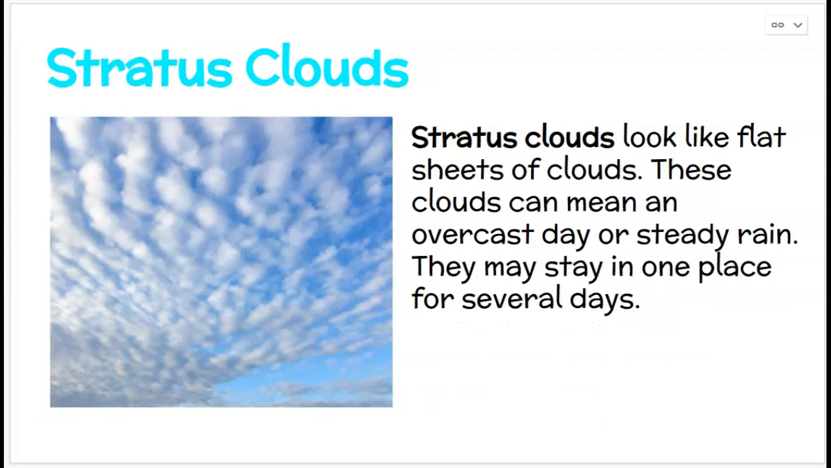Stratus clouds look like flat sheets of clouds. These clouds can mean an overcast day or steady rain. They may stay in one place for several days.